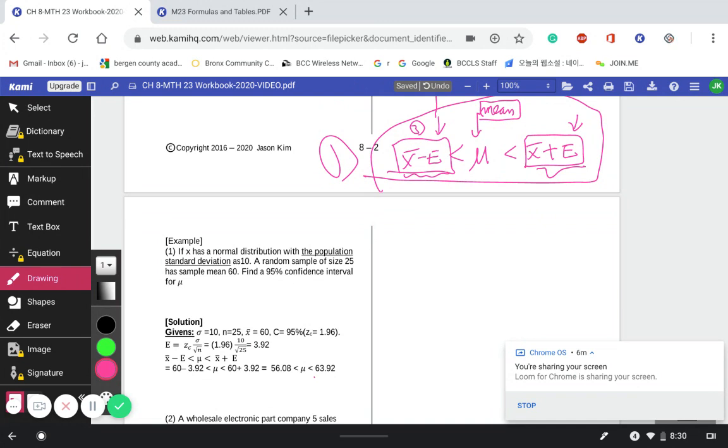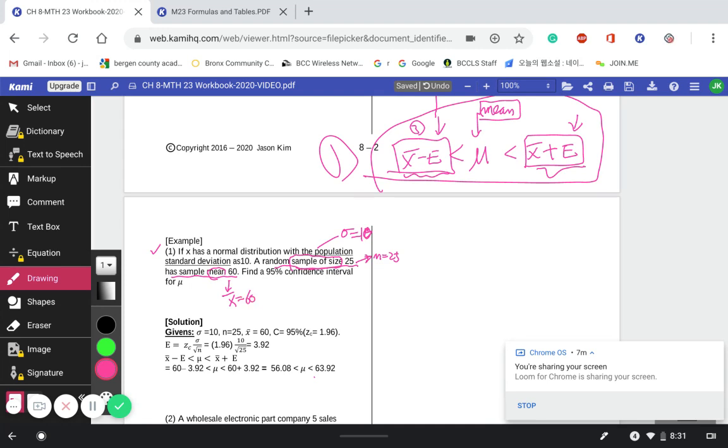Example one: if X has a normal distribution with a population standard deviation of 10, that means sigma is 10. That's what they are saying. So you should be able to dissect this paragraph to get the value of each symbol. The random sample size of 25, because sample size means n. So that means n is 25. Okay. And sample mean of 60, because they say sample mean, so X bar is 60.